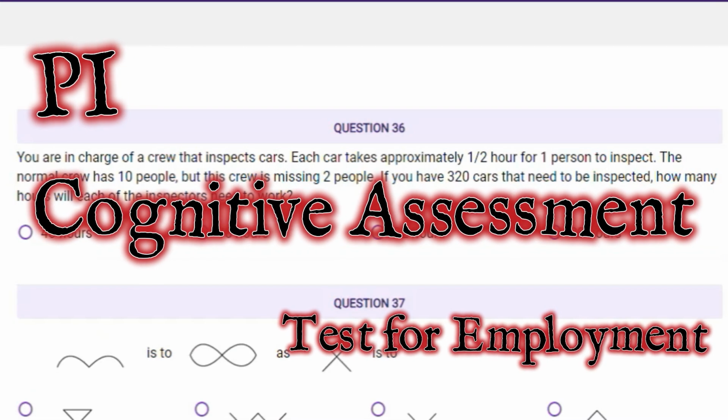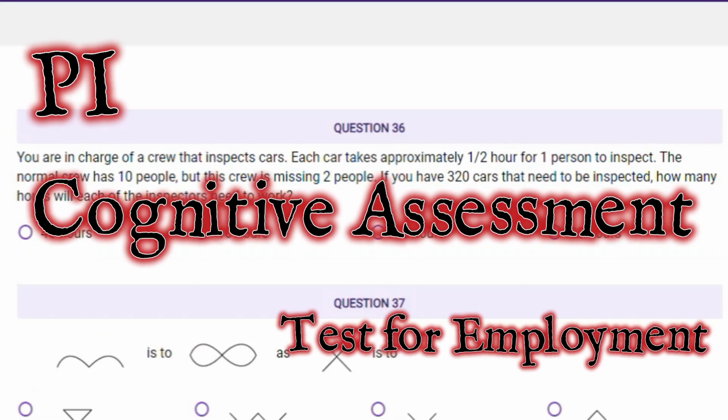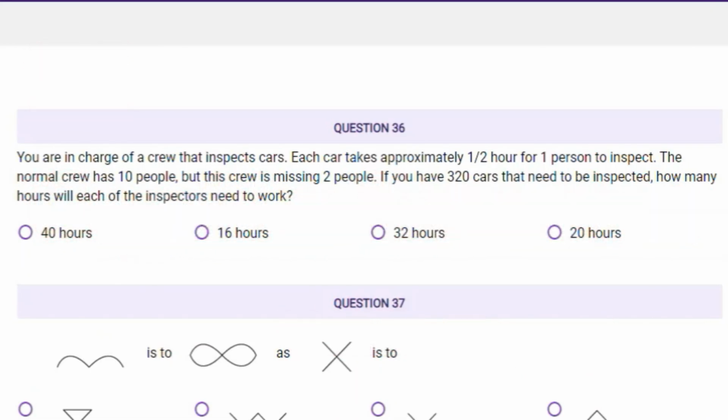Question number 36. Question, you are in charge of a crew that inspects cars. Each car takes approximately 1/2 hour for one person to inspect. The normal crew has 10 people, but this crew is missing 2 people. If you have 320 cars that need to be inspected, how many hours will each of the inspectors need to work?